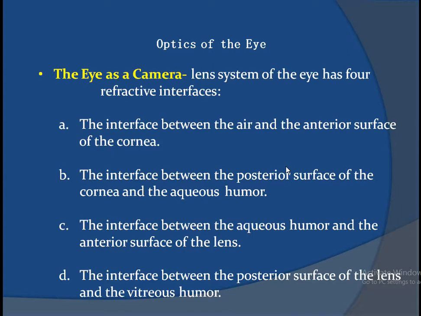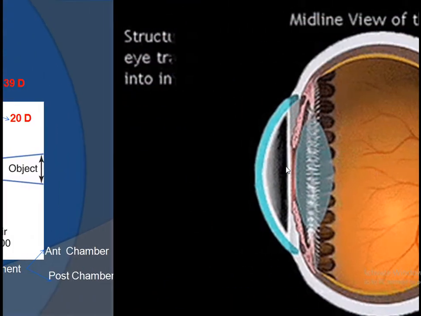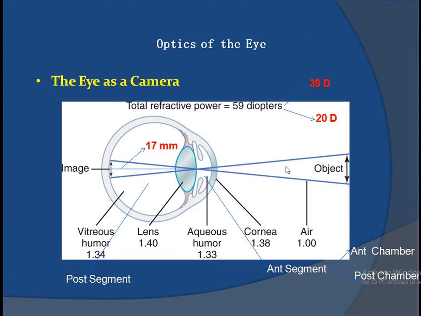For that purpose, I must show this diagram first, then the previous one. As now we know the different structures of the eye, starting from the anterior surface of the cornea, which is transparent.